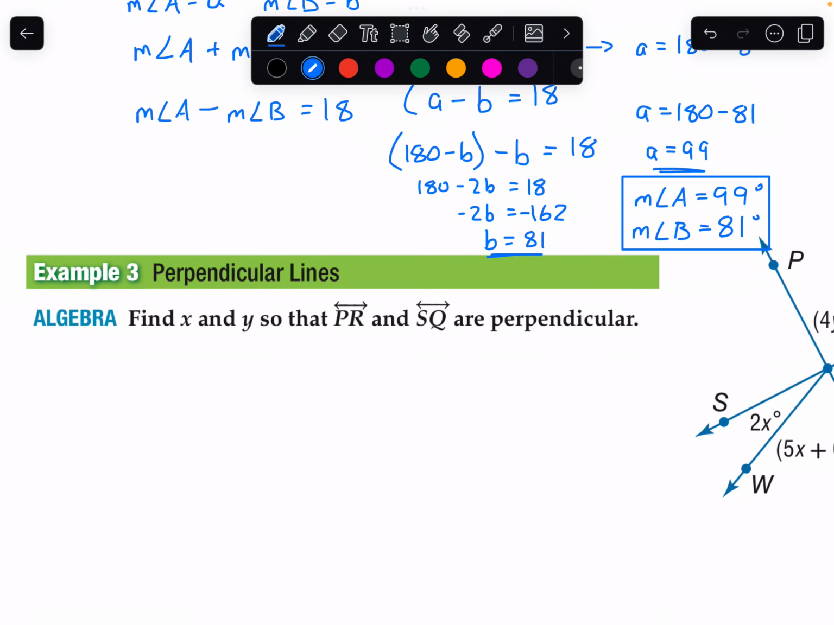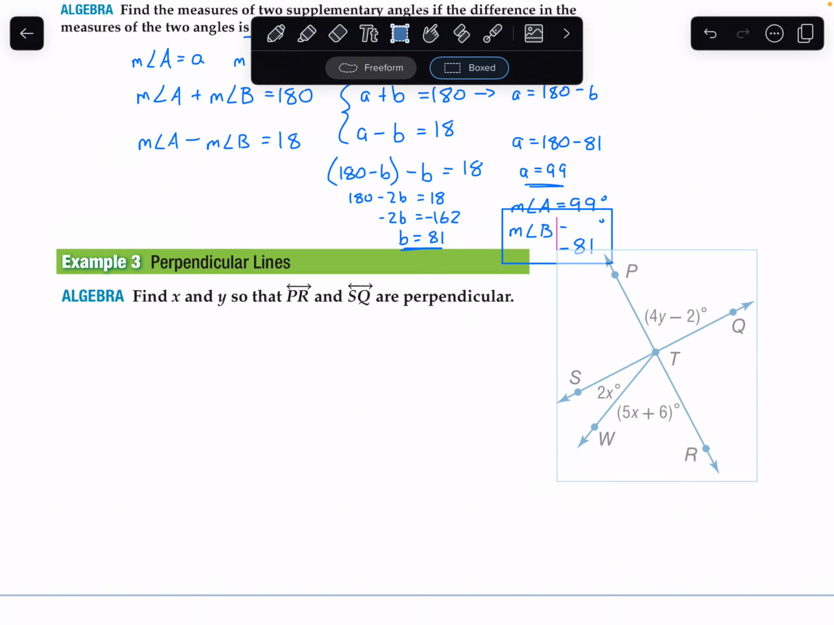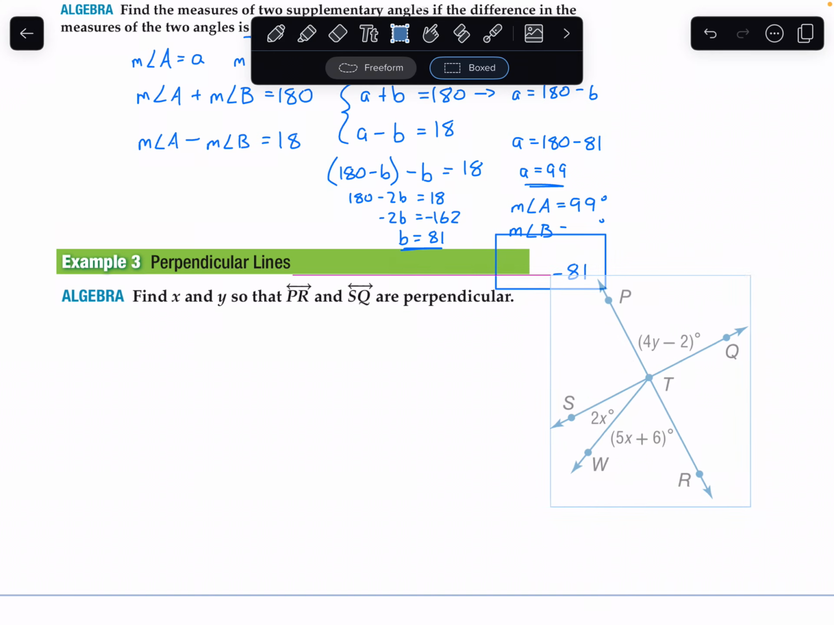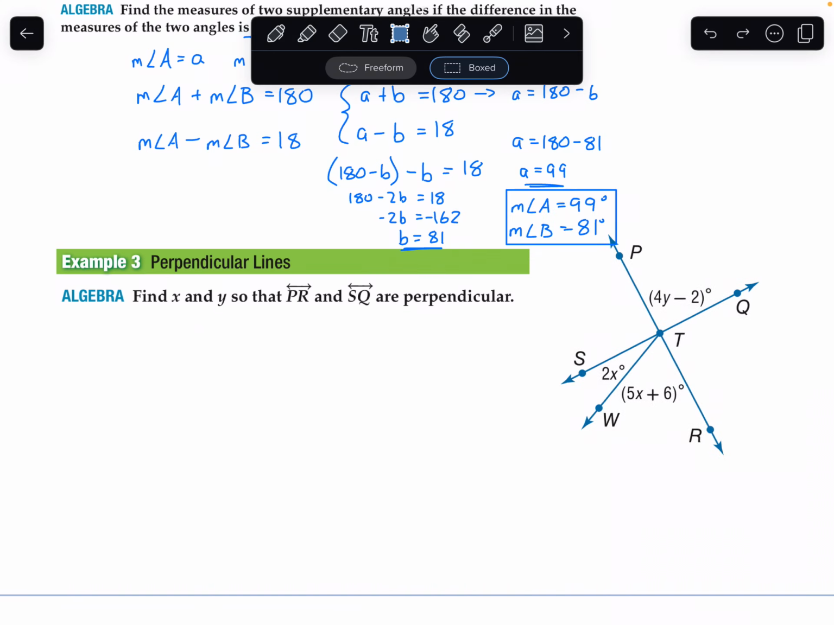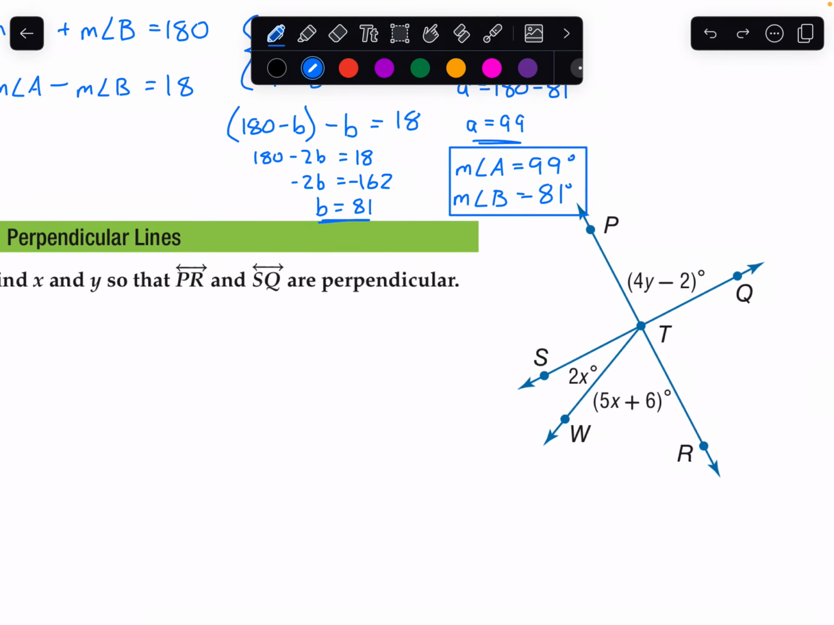Example 3, perpendicular lines. I'm going to move my diagram over a little. I'm not going to move my diagram. I'm just going to leave it as is. Find x and y so that line PR and line SQ are perpendicular. X and y.